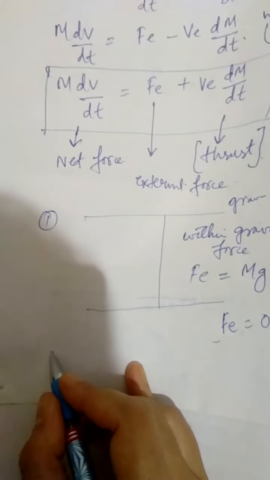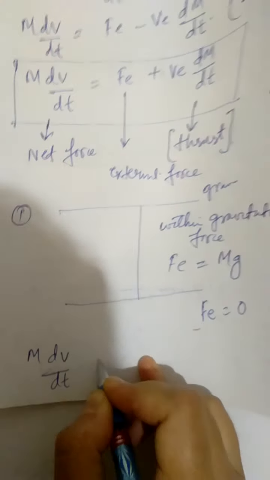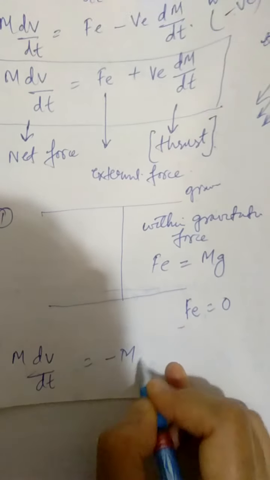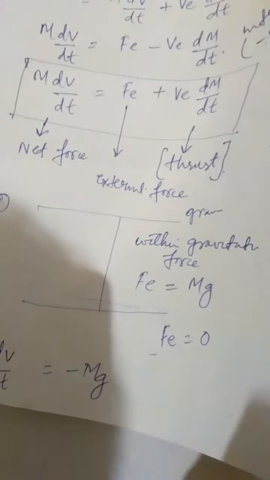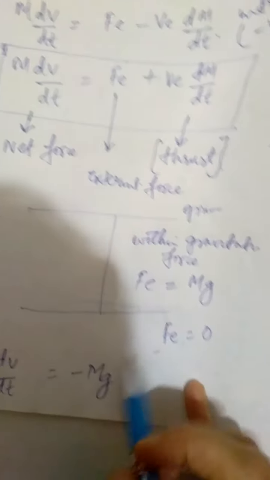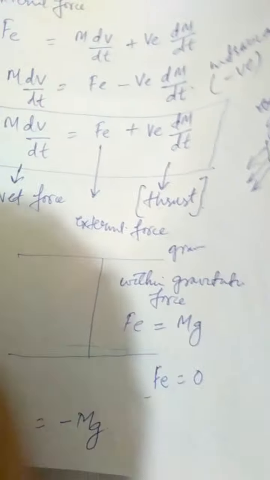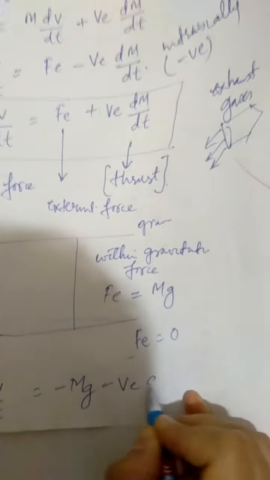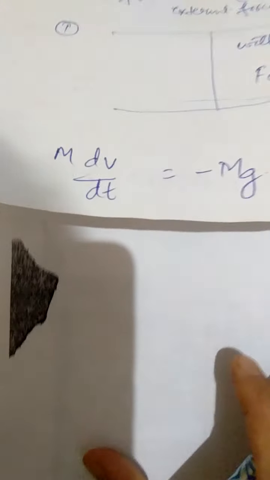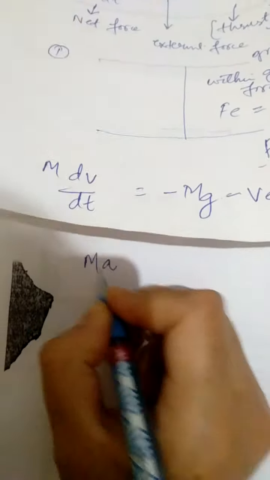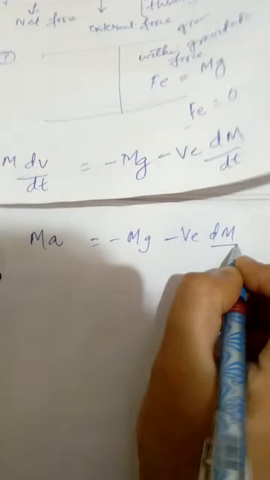mg. So to write it more properly, we say that m dv by dt is equal to minus mg, because now we'll take proper care of everything. Because the weight is always acting downwards, we will also give it a negative sign. And also remember that we have not so far given the negative sign to this Ve, because Ve is also acting in the backward direction. So we'll write minus Ve dm by dt. And to be more particular, we can write that ma, the net acceleration, is equal to minus mg minus Ve dm by dt.